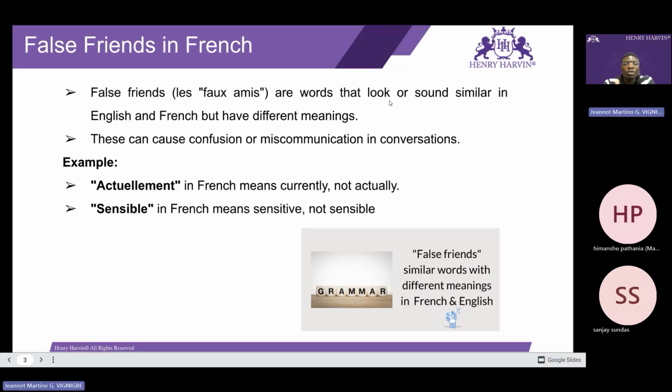We have some false friends here, which is called the faux amis, which are words that look or sound similar in English, but they're basically different. So this can also cause confusion or miscommunication in conversation. Nous avons actuellement. Actuellement in French means currently, not actually. And we have sensible. Sensible, ça veut dire en français sensitive, not sensible.